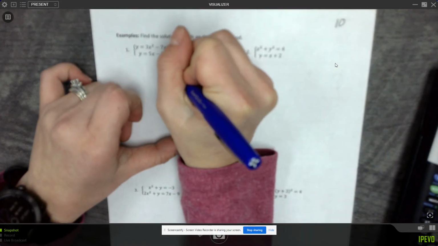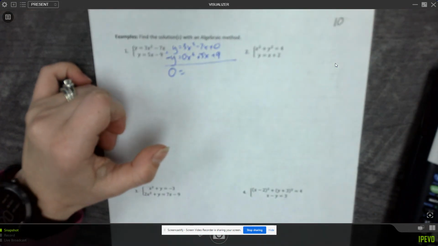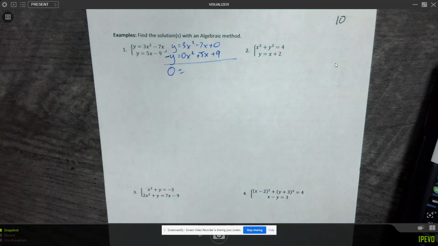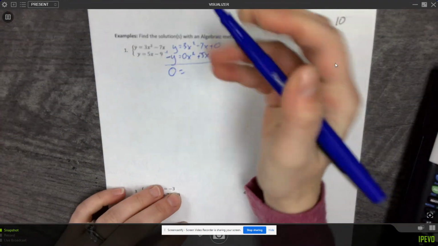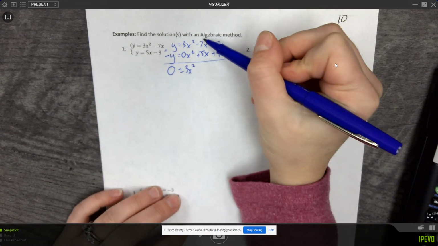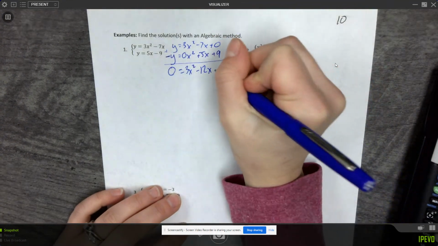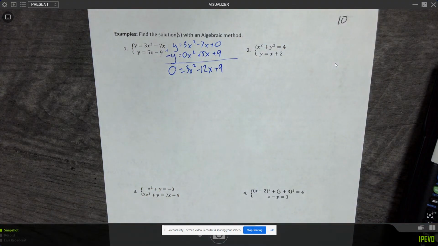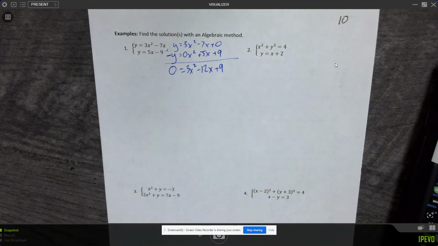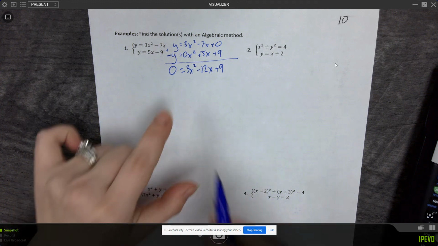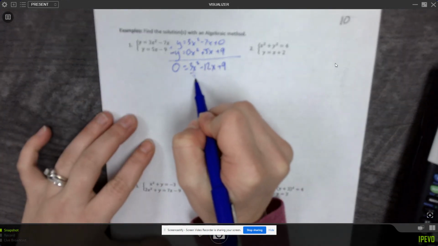1 plus negative 1 is 0, and you need to write 0. You do not need 0y, because 0y is just 0, and that's actually good because you want your y's to eliminate, which they did. Now 3 plus 0 is 3x squared. Negative 7 plus negative 5 is negative 12x, and 0 plus 9 is 9. Okay. You have only x's now, which is good, but you do have an x squared and an x. So this is where you're going to factor, complete the square if you want to, or use the quadratic formula to solve for x. I'm going to point out that all three of these terms can be divided by 3.